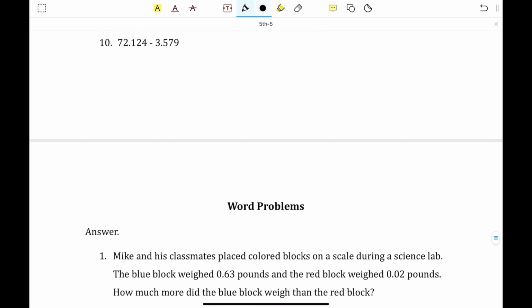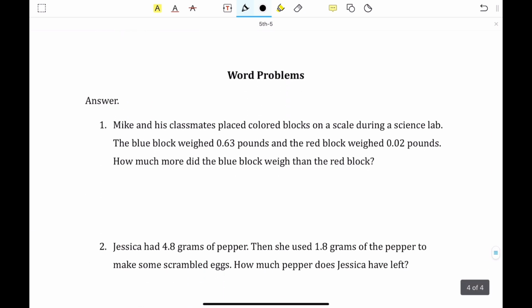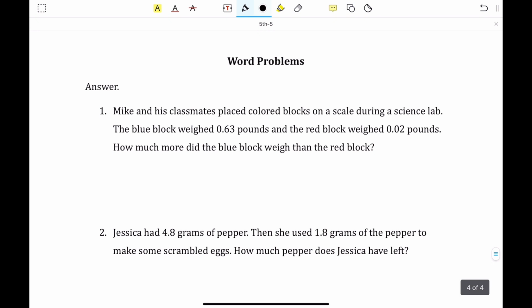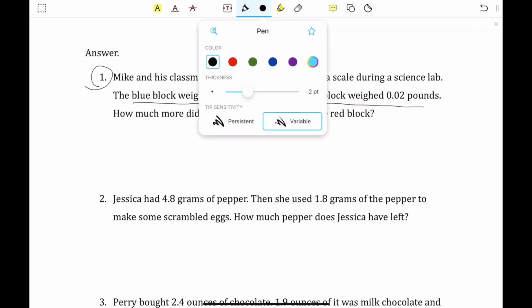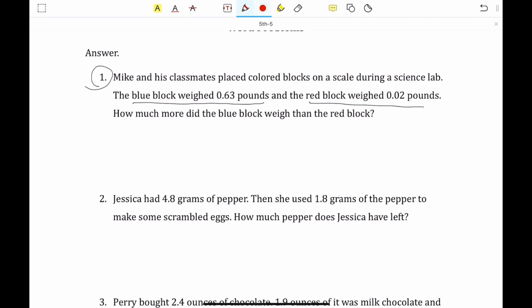Now for the last one, it's word problems, where we're doing it based on adding and subtracting decimals. For this one, you have to know when to add and when to subtract. For number 1, it says, Mike and his classmate placed color blocks on a scale during a science lab. The blue block weighed 0.63 pounds and the red block weighed 0.02 pounds. Now the question part is the most important. It'll tell you if you're going to add or subtract. How much more did the blue block weigh than the red block?